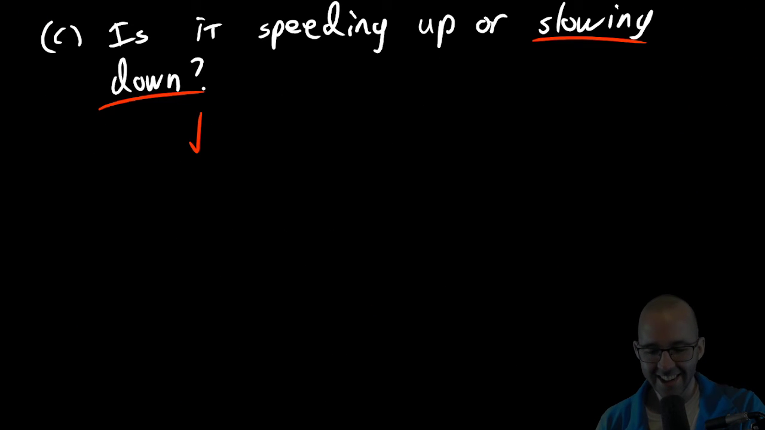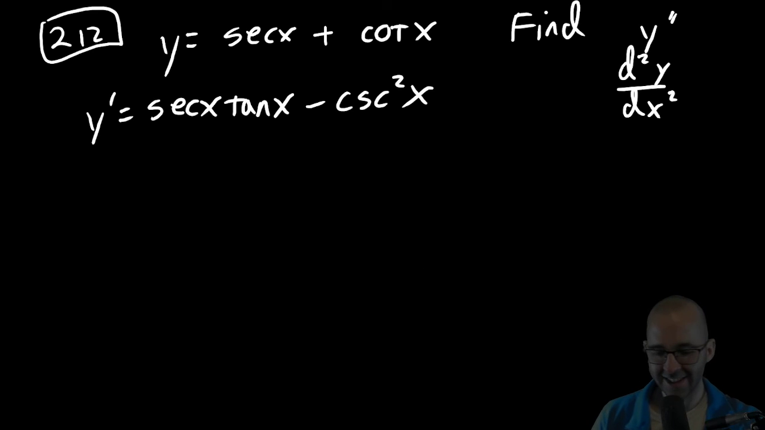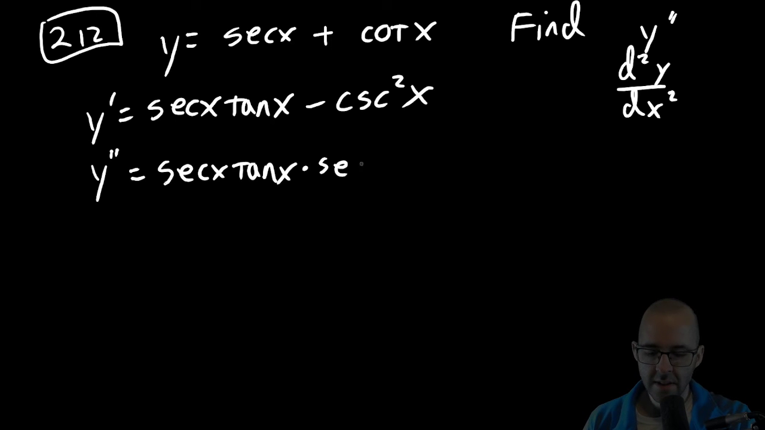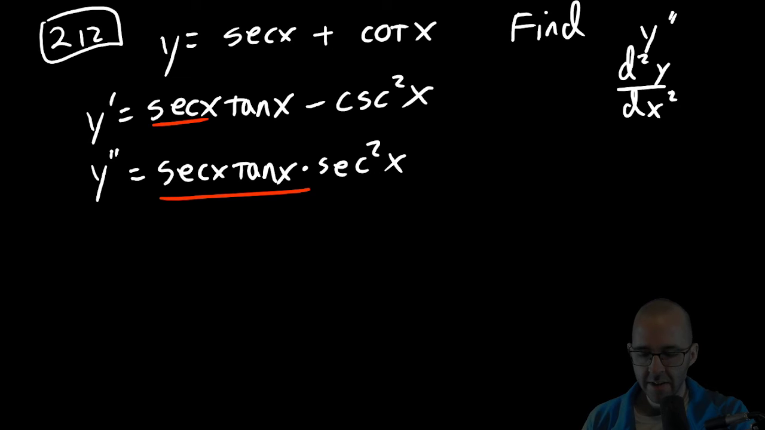They're all related. All right, that's the first derivative, and then we have to take another derivative. So we're going to have to use a product rule. Derivative of the first function is secant tangent. Derivative of the second function is secant squared. Again, that's the derivative of secant. That's the derivative of tangent. And we have to use the product rule.